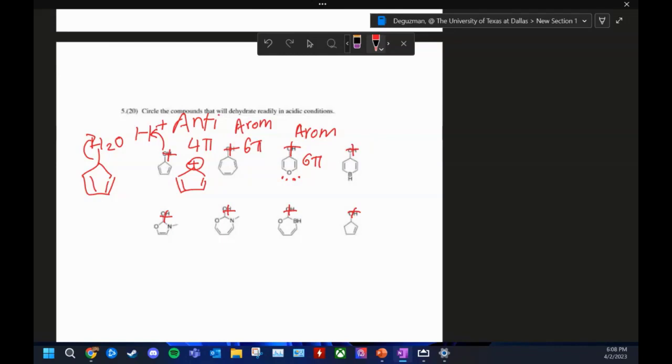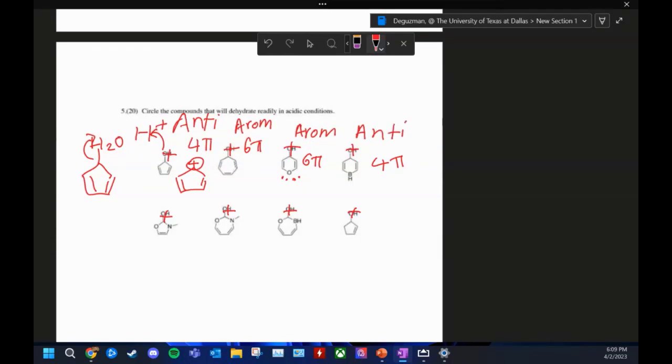Got boron. Does boron have lone pairs? No, right? Boron is happiest when it has 6 valence electrons, but it can take on a charge. It can resonate. So in this case, how many pi electrons do we have? 4. So that makes it anti, following our pattern, right?